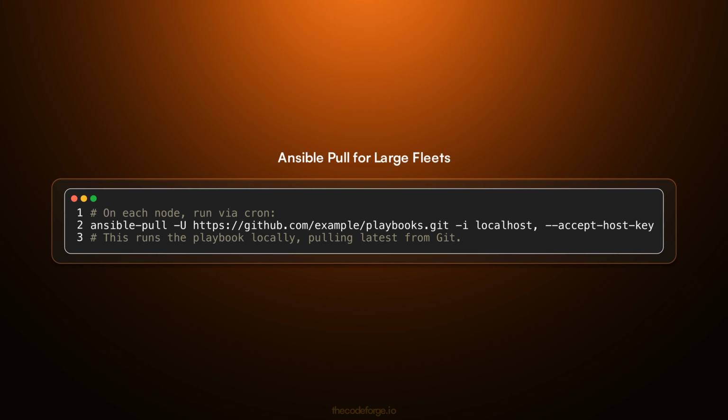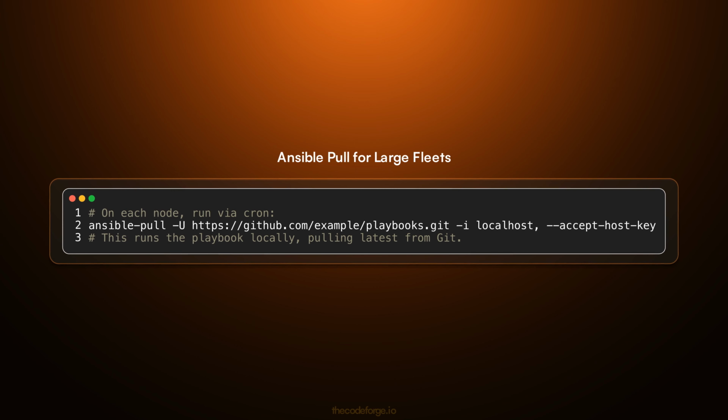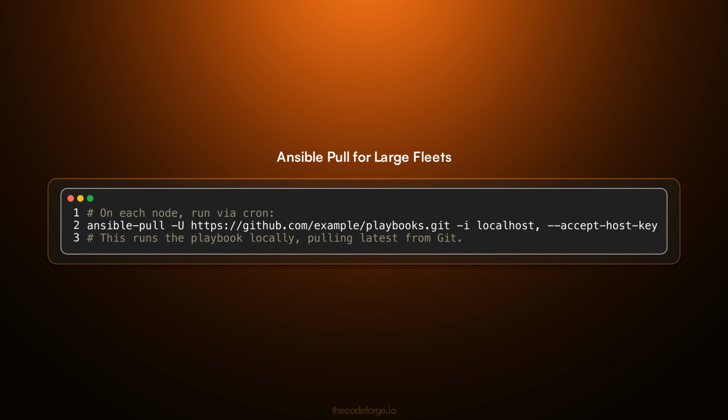The article mentions Ansible pull in passing, but doesn't show it. For large fleets where push via SSH is too slow, Ansible pull inverts the model. Each node pulls its playbook from a Git repo and runs locally, reducing control node load.